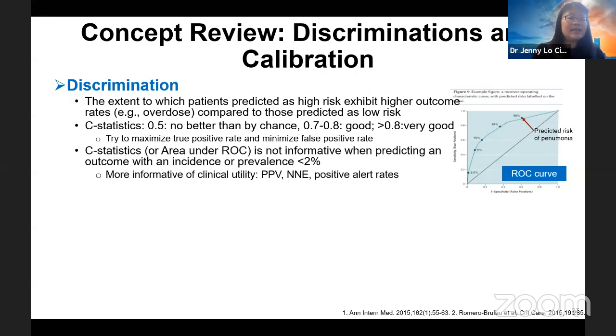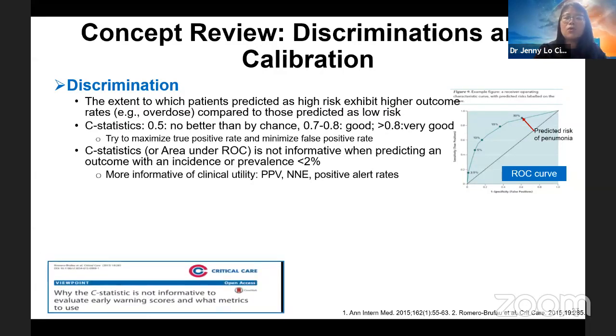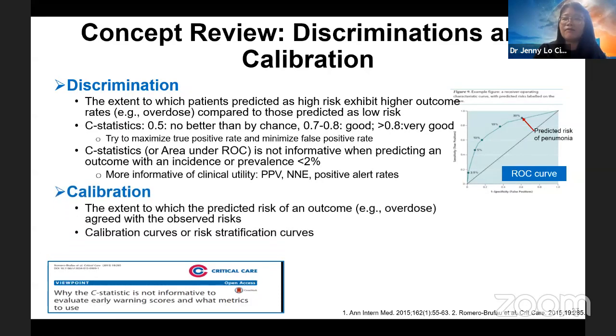However, the C statistic, or AUC under the ROC curve, is not informative when predicting an outcome with an incidence or prevalence of less than 2%. So you need to use a more informative measure of clinical utility, like PPV, positive predictive value, number needed to evaluate, or positive alert rate. If you are interested, you can go to this article on why the C statistic is not informative when you evaluate early warning and rare outcomes.